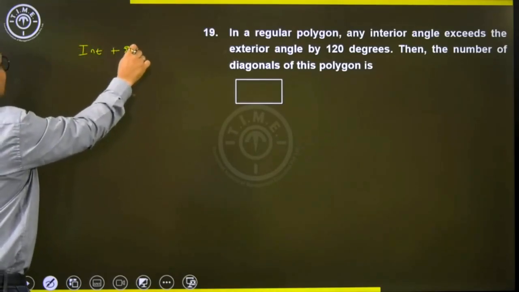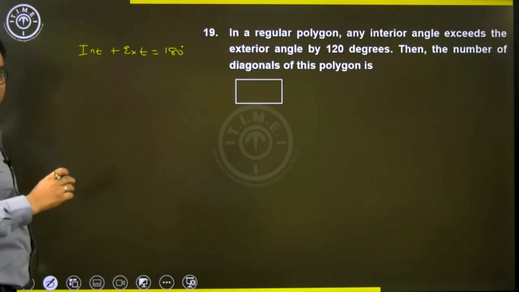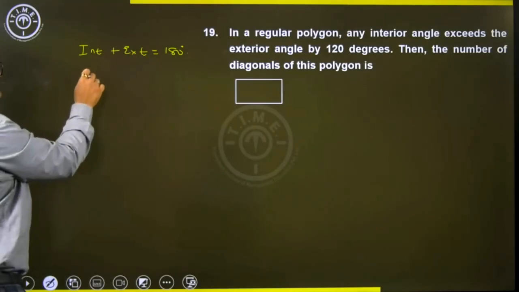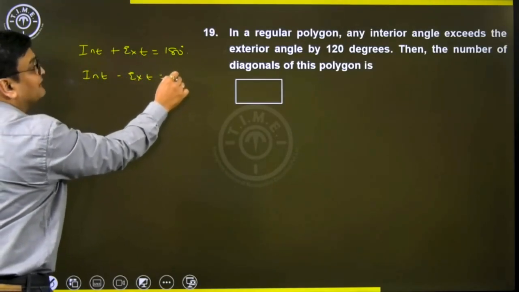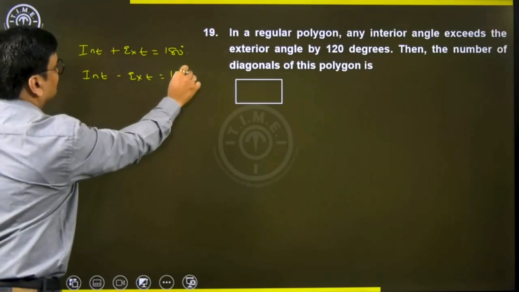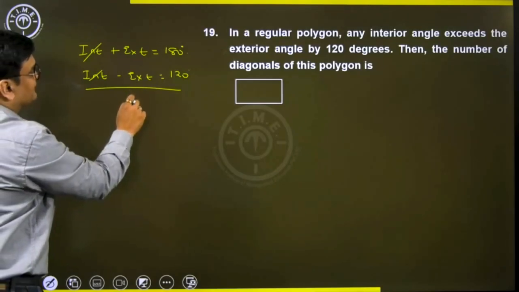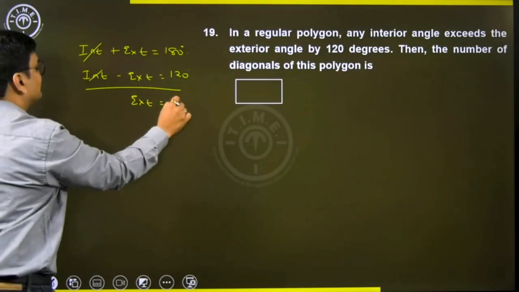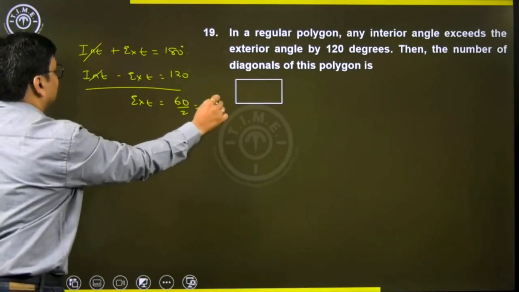plus exterior angle at any vertex is always 180 degrees. Sum of interior and exterior at any vertex is 180. Also it is given interior exceeds exterior by 120 degrees. So when you subtract these two, interior will cancel out and this will give us 2 into exterior is 60. So that means exterior angle is 60 degrees by 2, which is 30 degrees.